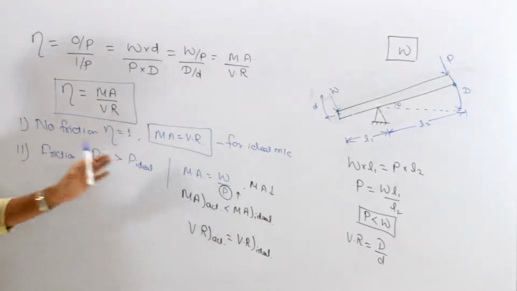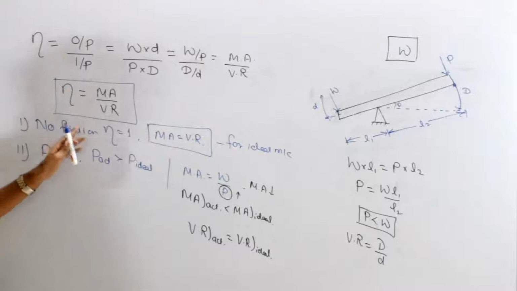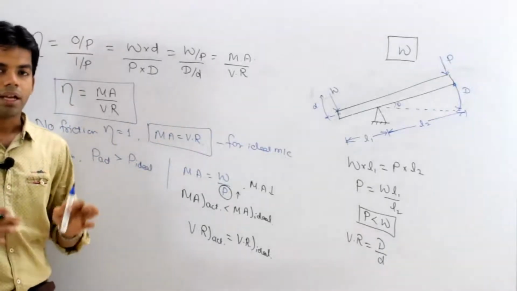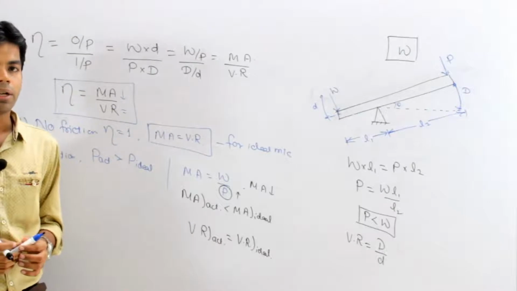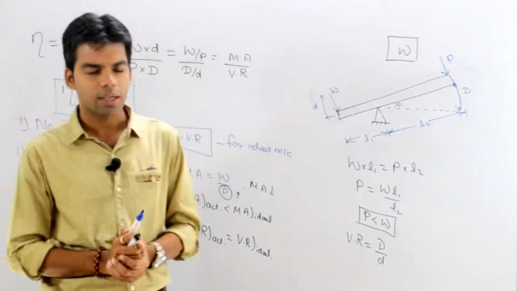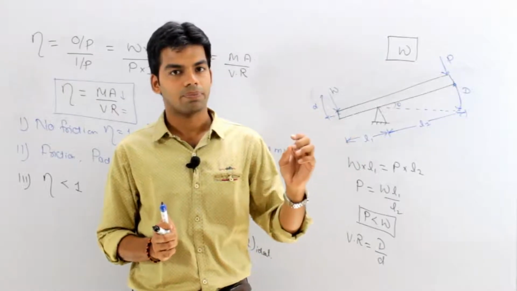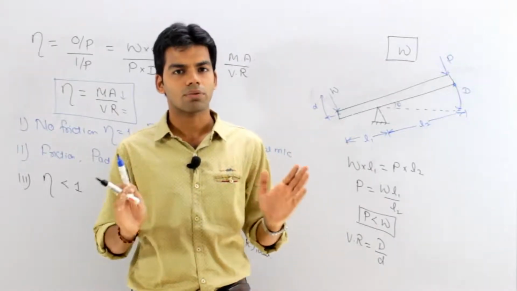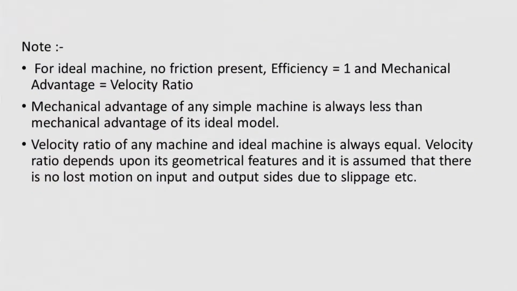Okay. Now, what does this conclude? The efficiency is equal to mechanical advantage upon velocity ratio. If the friction is not acting, then mechanical advantage is equal to velocity ratio. If the friction is acting, the mechanical advantage is decreasing, velocity ratio remains the same. Therefore, if friction is acting, then obviously the efficiency of the machine will be less than 1. Getting this? Okay. If friction is not acting, efficiency is equal to 1. If friction is acting, actual effort required will be greater than ideal effort, which will decrease the mechanical advantage, but because velocity ratio remains the same, the efficiency decreases. Clear or not? Okay. Now, write down a note.